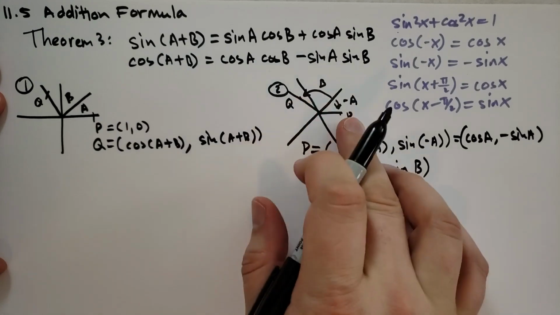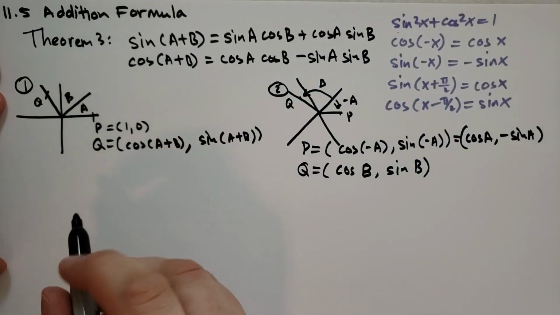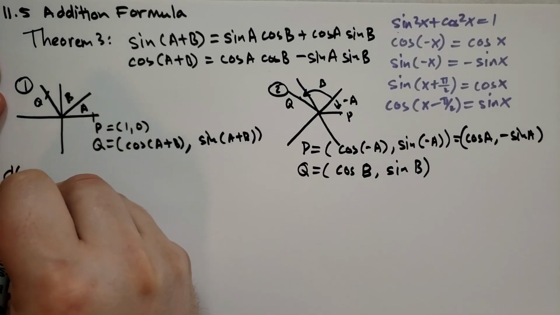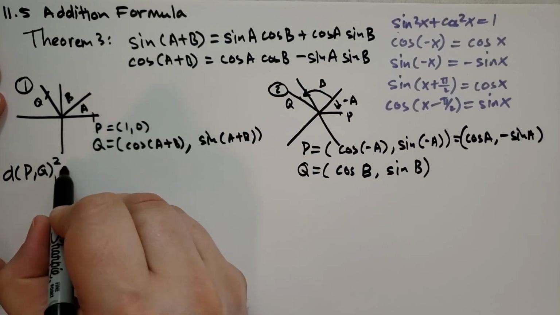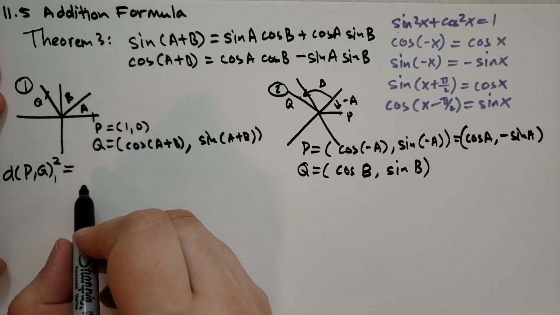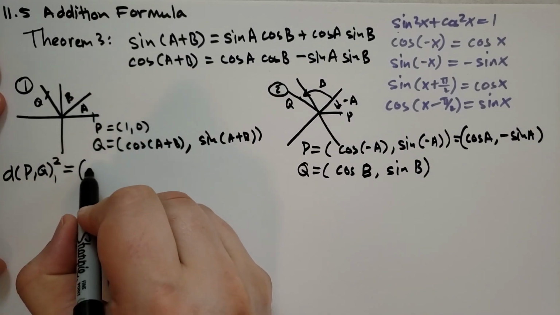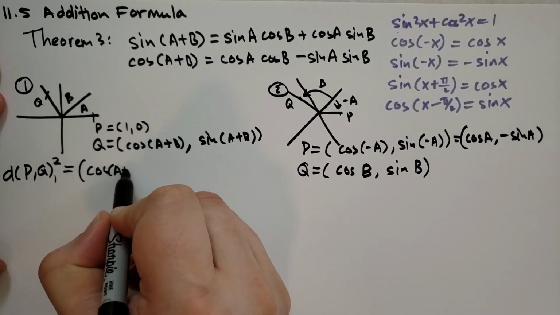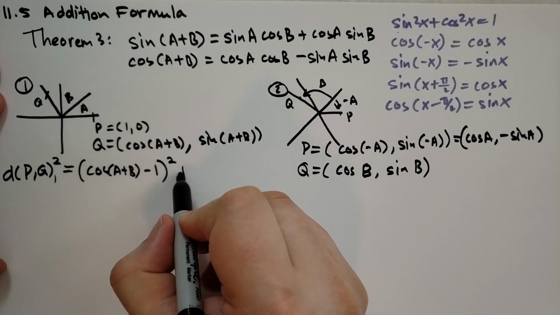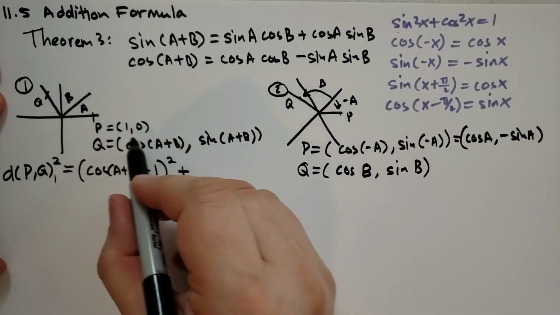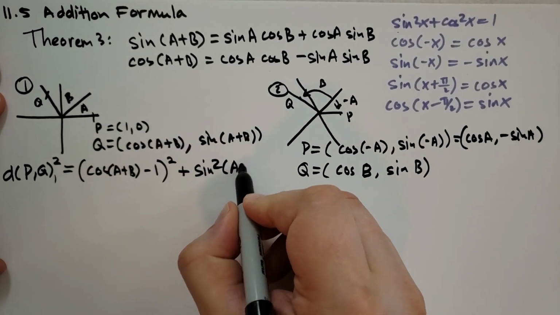The distance between these 2 points won't change. The points haven't moved. The way we're measuring the points has moved. So we're going to measure the distance between these. So the distance between point P and Q in coordinate system 1 squared. Okay? What's that going to be? We're going to take the difference between the x-coordinates, so cosine of A plus B minus 1, and square that. And then we're going to add the difference in the y-coordinates. What's the sine minus 0? So we're just going to take sine squared of A plus B.